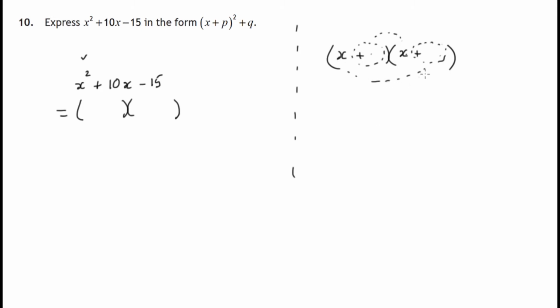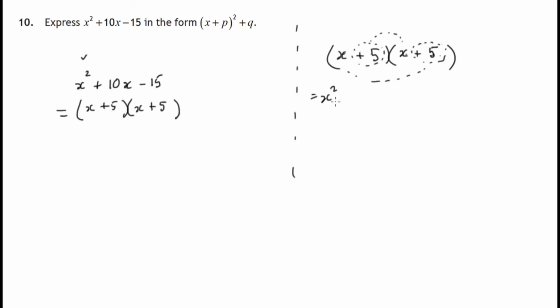So the outside product, x times this number, and the inside, this number times x, they've both got to be identical. So we've got so many x and the same number of x, and remember these two give us this 10x, so they must be plus 5. We have an x plus 5 times an x plus 5.